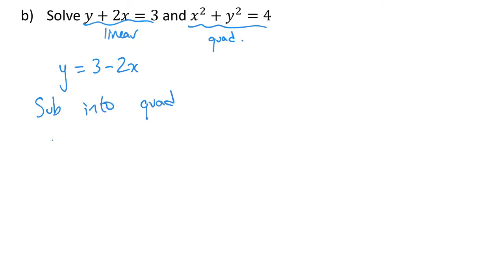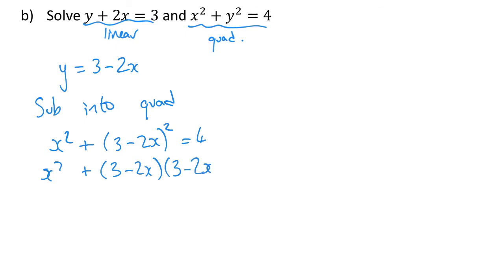And what we get is x squared plus, instead of y, I'm going to write (3 minus 2x) squared equals 4. Now I need to expand the bracket. To do that, it's not just a matter of squaring the first and the last term. Anything squared means you're multiplying it by itself. So it's going to be plus (3 minus 2x)(3 minus 2x), and that equals 4. To expand double brackets, we use FOIL. So we multiply the first together, then the outer, then the inner, and then the last.